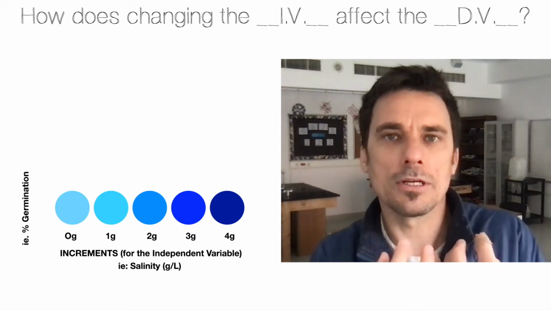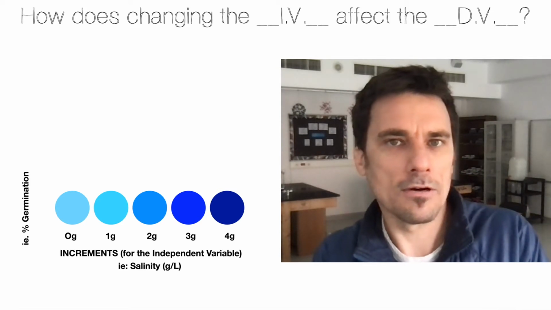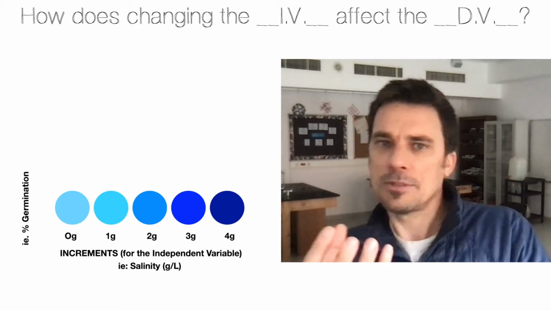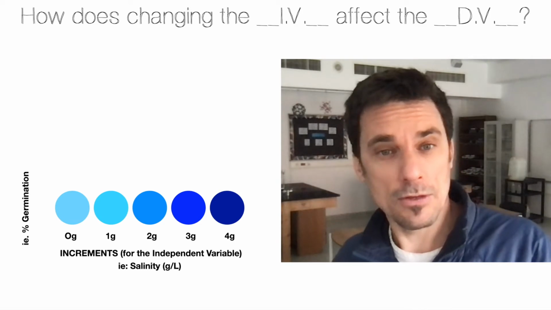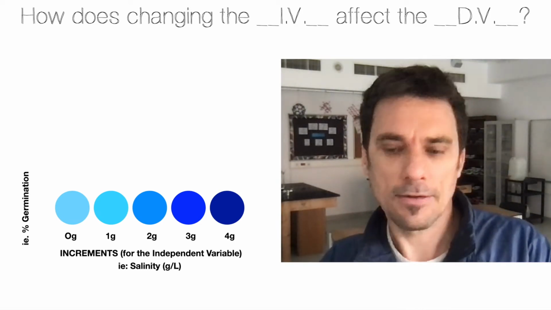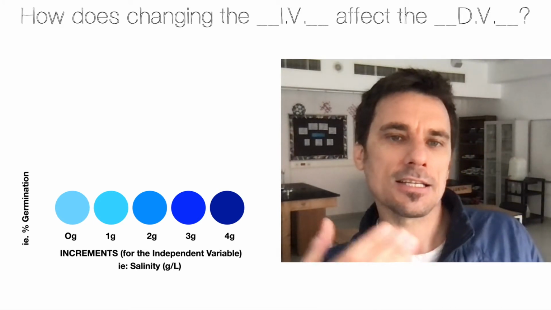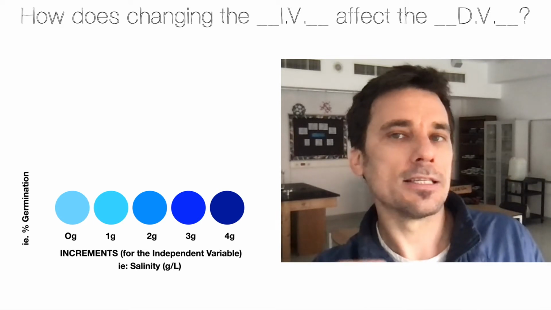So I'm controlling this. I'm going to start from 0 grams of salt per liter of water, have 1 gram of salt per liter of water, 2 grams, 3 and 4 grams of salt per liter of water that I will be using to water seeds in different setups. And I'm going to look at how changing that salt level will affect the percent of seeds that germinate.